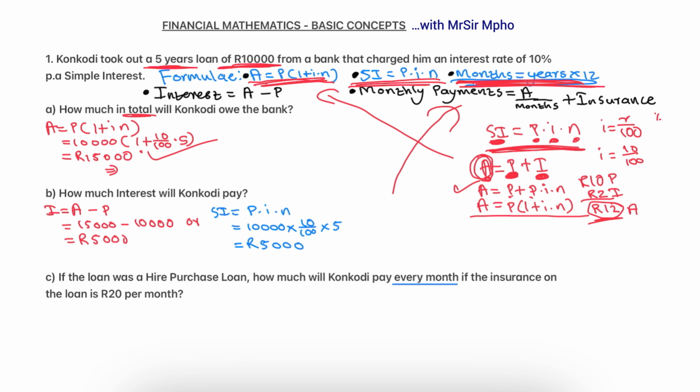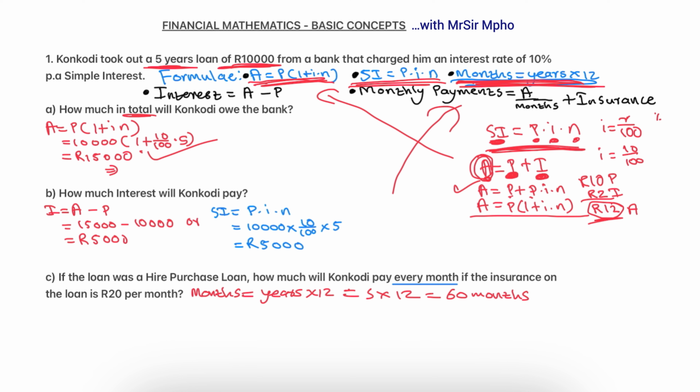Clear? So we're going to say the number of months will be equal to years multiplied by 12. What is the number of years in this question? It's 5. Then you multiply it by 12. Then the answer will just be 60 months. Clear? So basically, this person will be paying every month 60 times. But we don't know how much they're going to pay. That's what they are asking in this question.